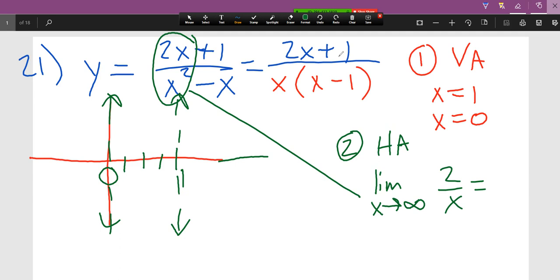Okay, talk to your neighbors. You got about 20 seconds to figure out, as x gets bigger and bigger and bigger, what's going on with that fraction? 2 divided by a million, a billion, divided by trillions. It's getting closer and closer and closer to 0.